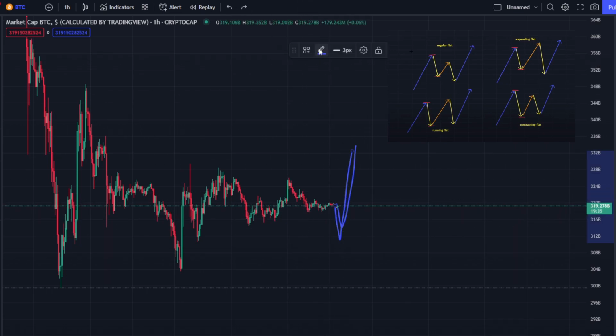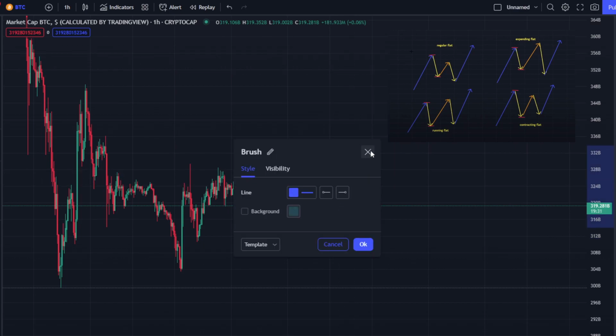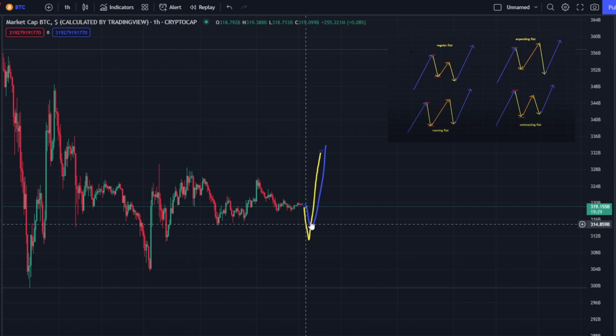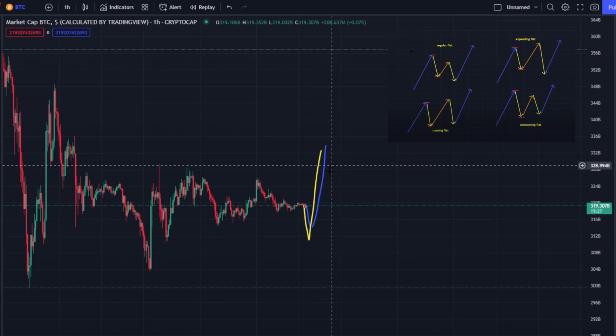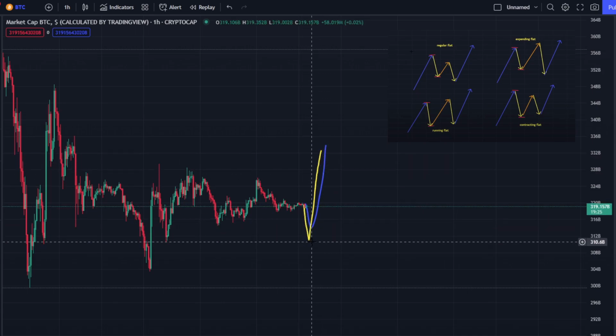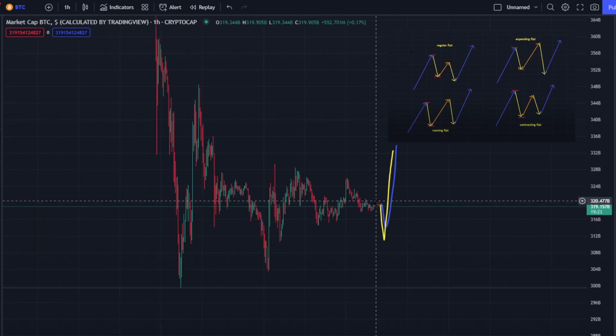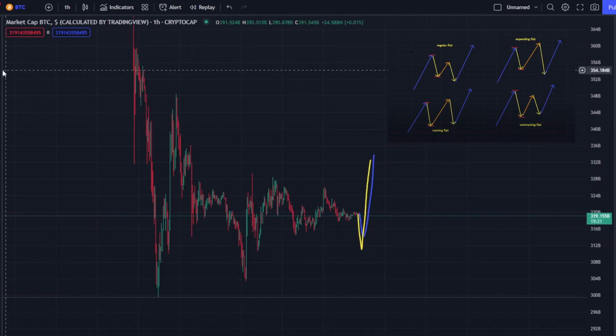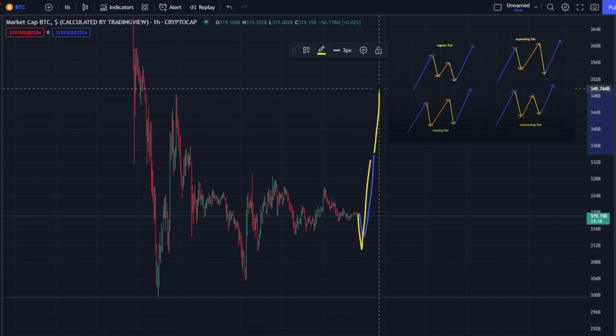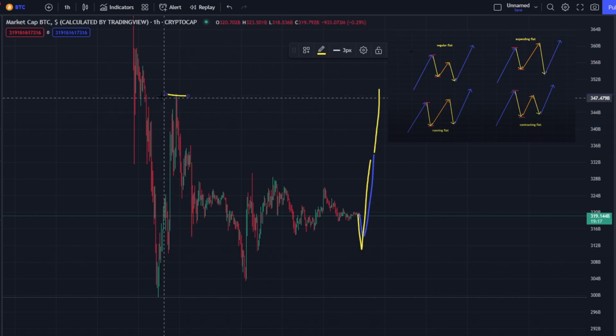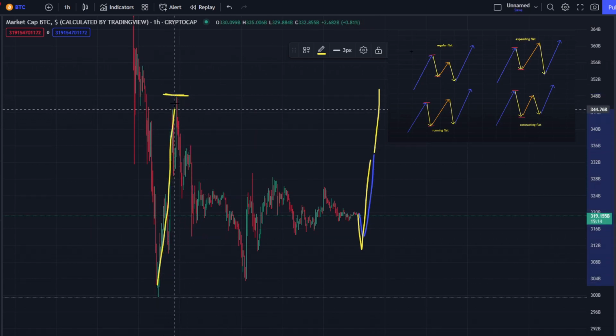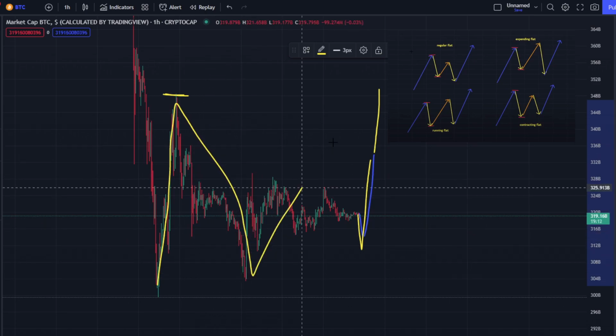Alright, I'll put it in different colors so you can see. Either it goes down like this and breaks this low and goes up to break the top, or it goes down and breaks this low as well and goes up and breaks the top. But in both cases, this has some probability to come and break this top, for the bigger structure, if this is a bigger 3-wave correction.